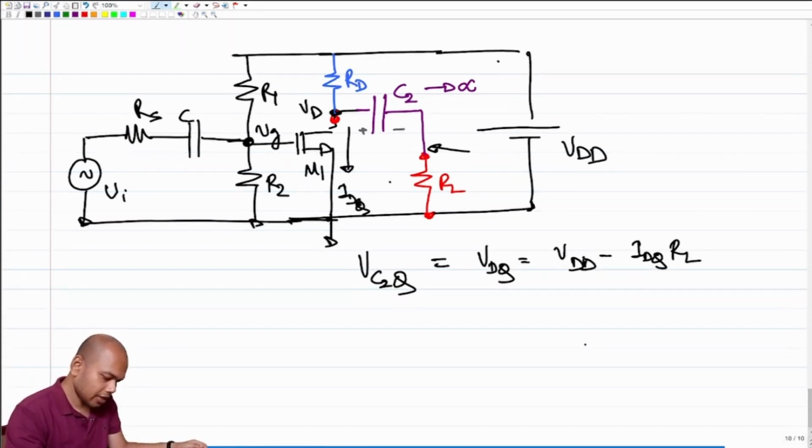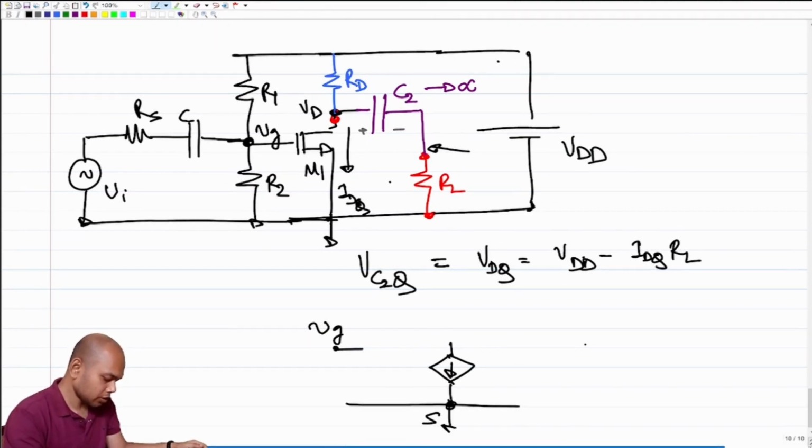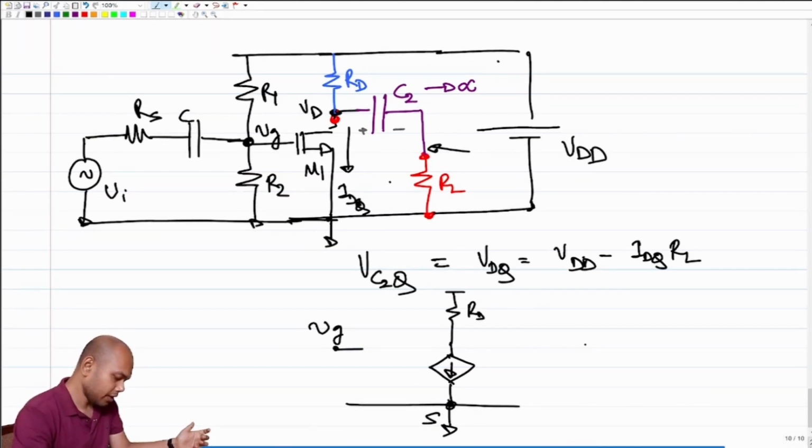Let's sketch the AC equivalent. Let's assume the gate is at VG. What is the equivalent of the transistor? The transistor is a GM, a voltage controlled current source. The source is grounded, so we don't have to bother too much. On top, I have RD. The other side of the RD should be grounded because again VDD is an AC ground, right? So this grounds.